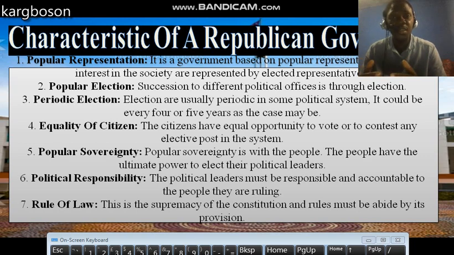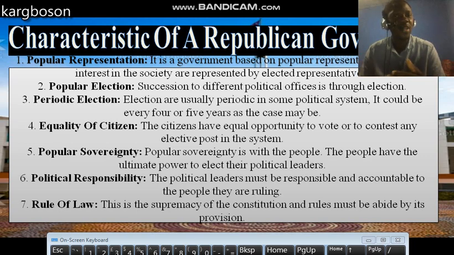So one of the characteristics of a republican government is that, one, there are popular elections. All those who occupy public or political offices come there through elections. For instance, the honorable members of parliament, the president. We move on to the council. You have the councillors, the mayor, the district chairpersons. They come to power through elections. Unlike in the monarchical system, where those people do not come to power through elections. They come to power through inheritance.